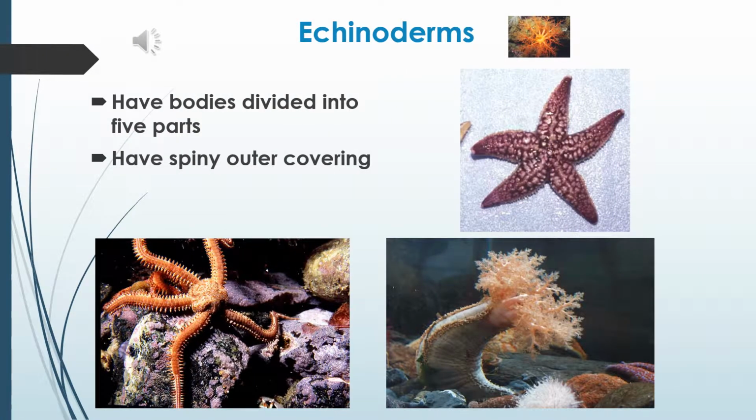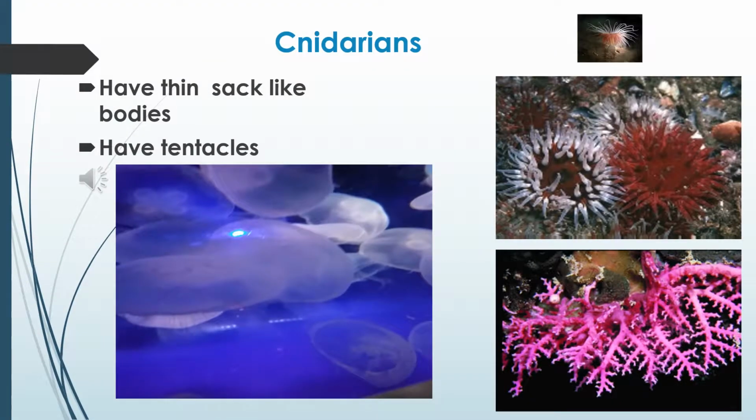Echinoderms have bodies divided into 5 parts. They have spiny outer coverings. The starfish, you can see its symmetry very easily and the 5 segmented parts. Cnidarians have thin sac-like bodies and have tentacles, like these jellyfish from the Florida Aquarium.